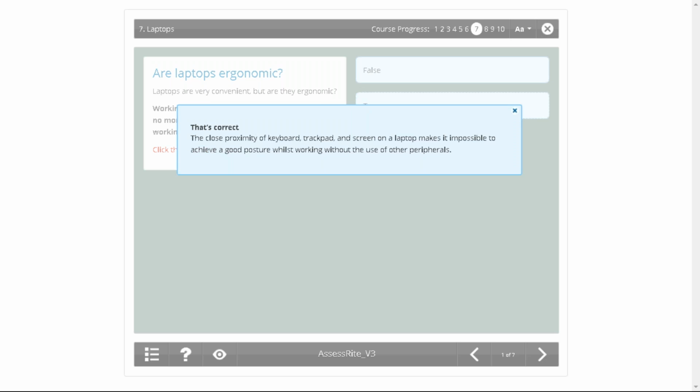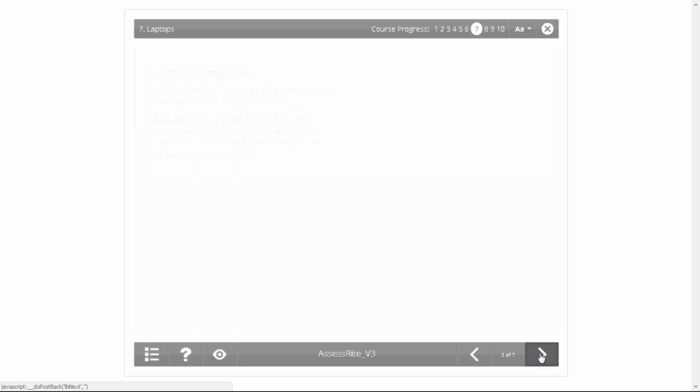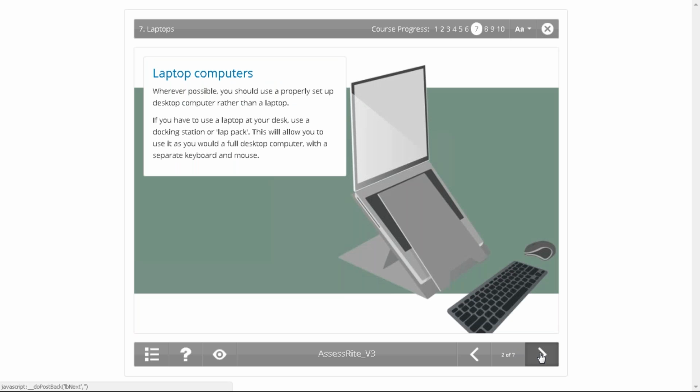That's correct. The close proximity of a keyboard, trackpad, and screen on a laptop makes it impossible to achieve good posture while working without the use of other peripherals. Wherever possible, you should use a properly set up desktop computer rather than a laptop. But if you have to use a laptop at your desk, like I do because I'm on the move all the time, use a docking station or a lap pack. This will allow you to use it as you would a full desktop computer with a separate keyboard and mouse.